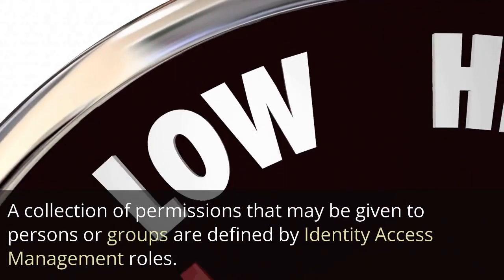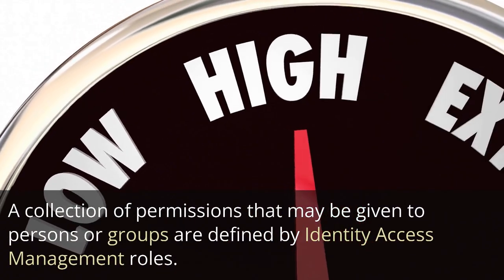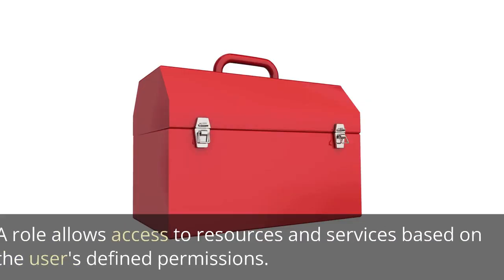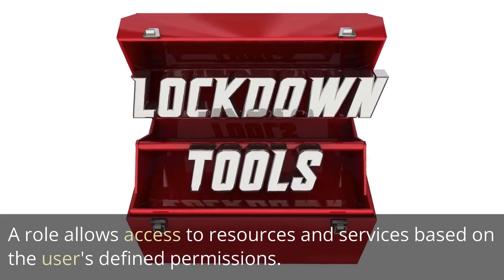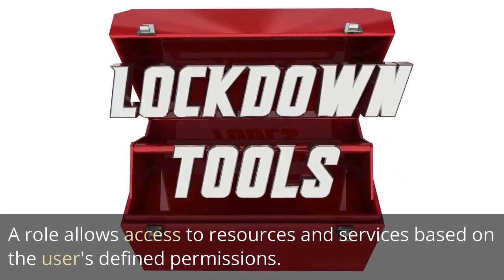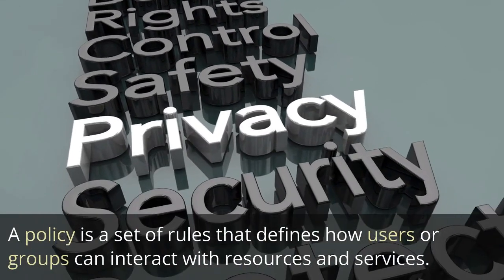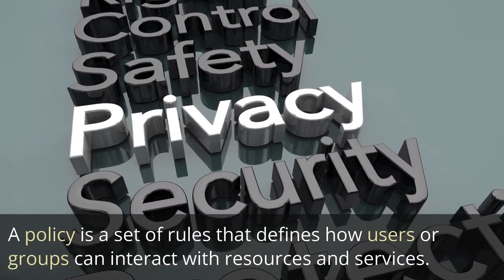IAM roles and policies. A collection of permissions that may be given to persons or groups are defined by identity access management roles. A role allows access to resources and services based on the user's defined permissions. A policy is a set of rules that defines how users or groups can interact with resources and services.